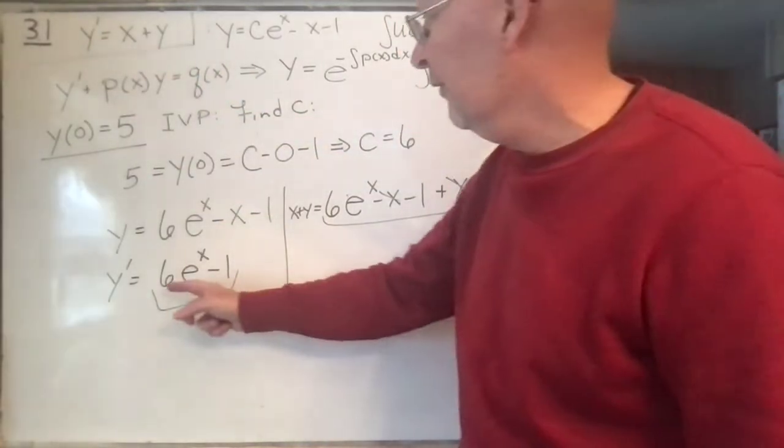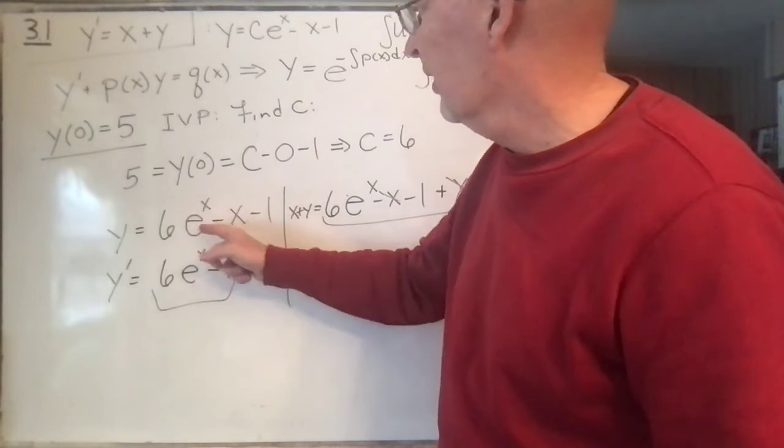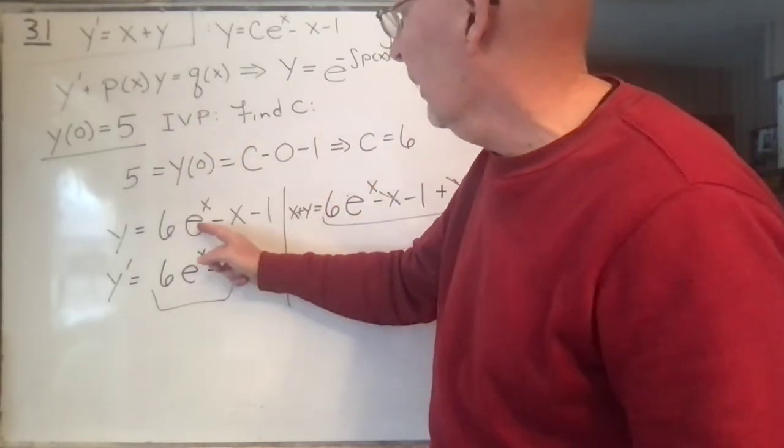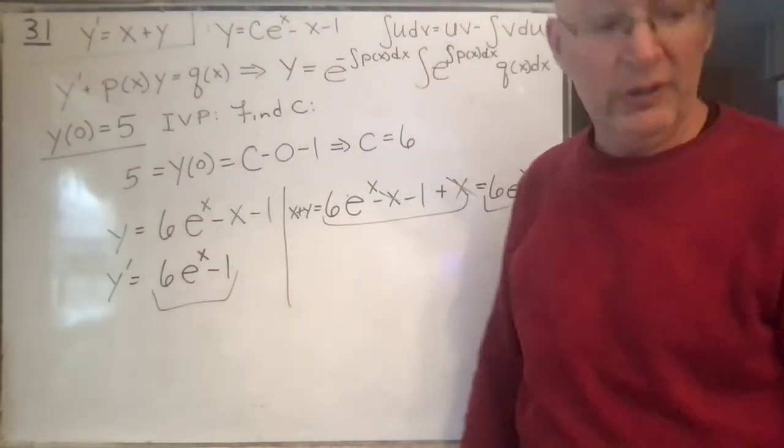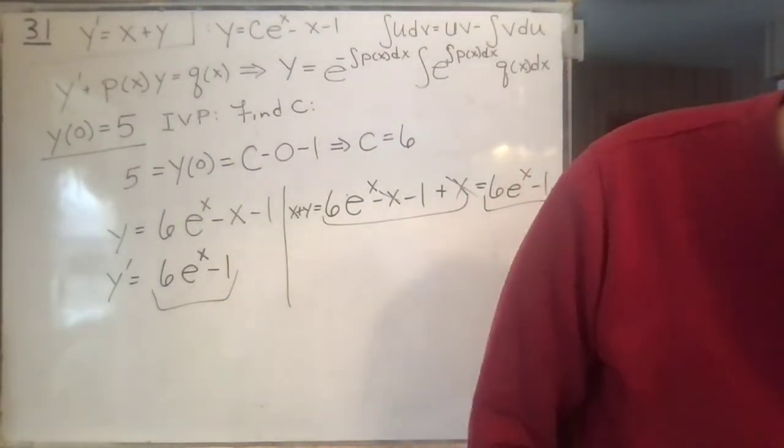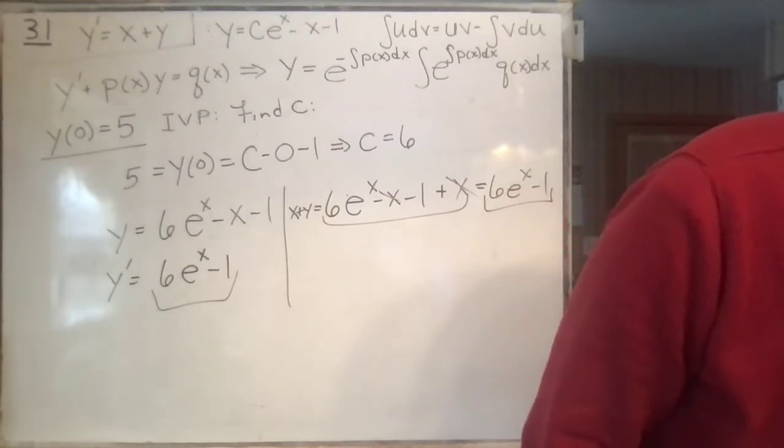And also, sure enough, if I stick a 0 in here, what happens? I'm going to get 6 minus 0 minus 1, which is 5. So it's an initial value problem. Okay, very good. So that's the idea.